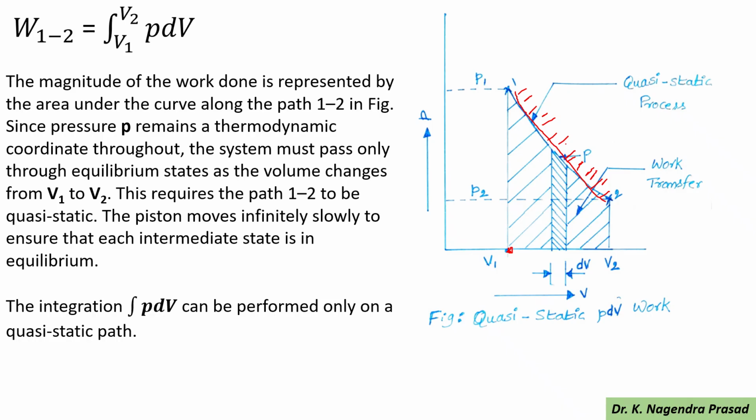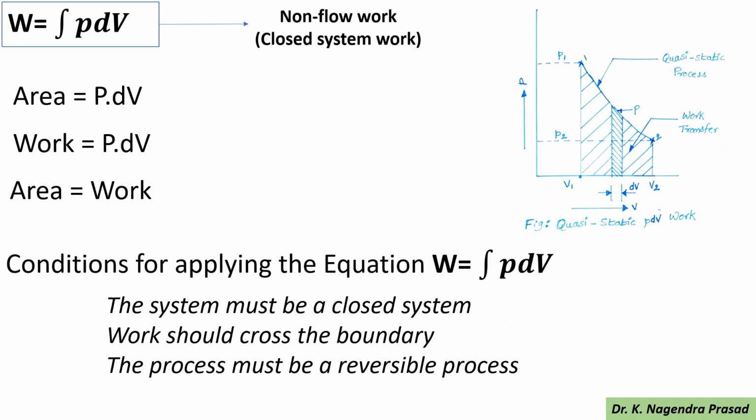The integration of PdV can be performed only on a quasi-static path. So work is the integration of PdV for the non-flow work, or closed system work, and this work done is the area under the curve of the PdV. So the amount of work is equal to the area under the PdV curve.